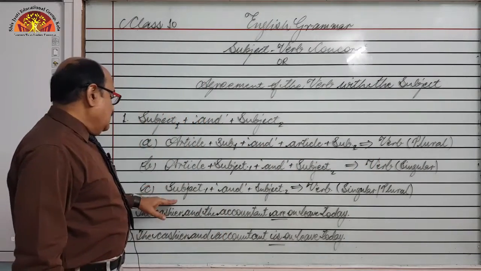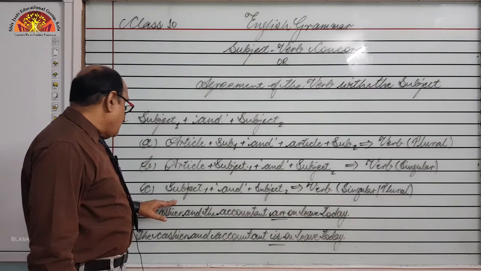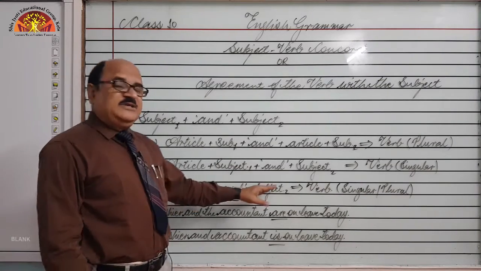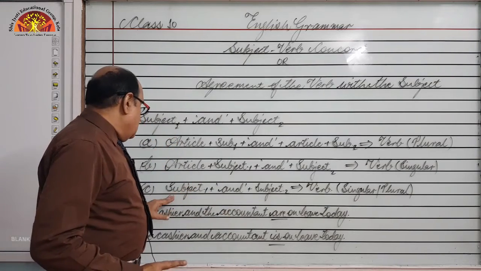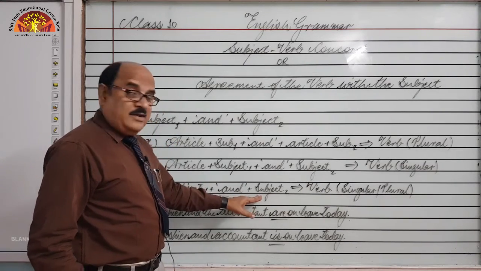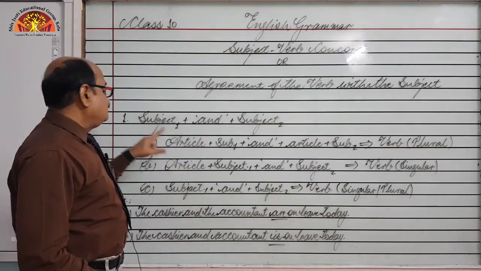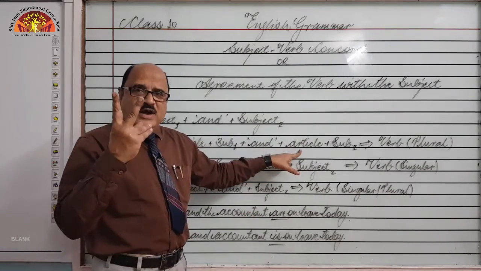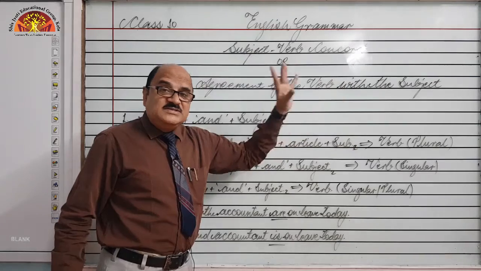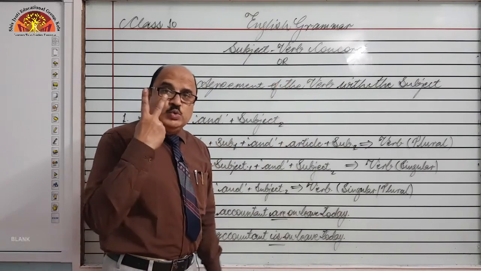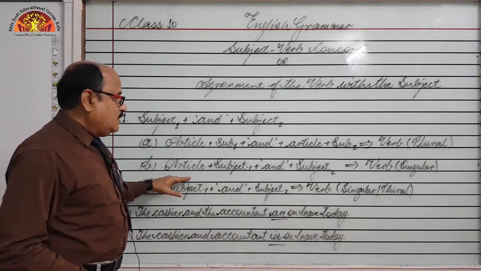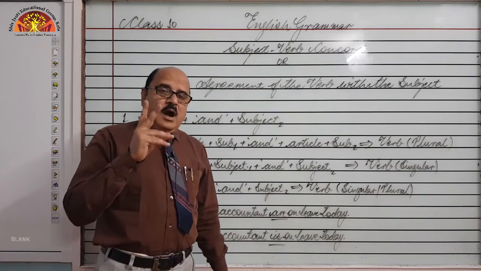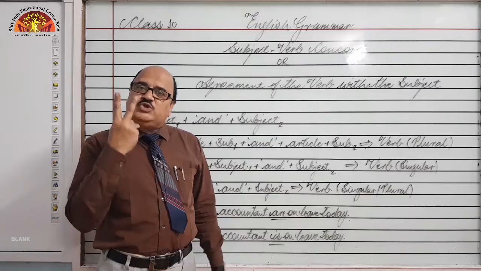Right. Situation number 3. Whenever both the subjects are connected with "and", but no article is there. Here no article, here no article. Let me revise. Article and article: two articles are there, which means they represent two different people. One article is there: it means we are talking about one person with two qualities.